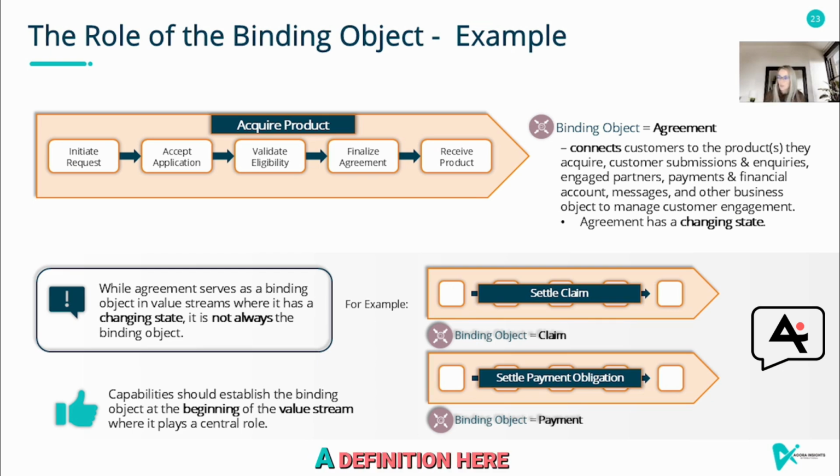That would be the binding object that adds the value to the value stream. So just a definition here, while agreement serves as a binding object in value streams, where it has a changing state, it's not always the binding object in other value streams.